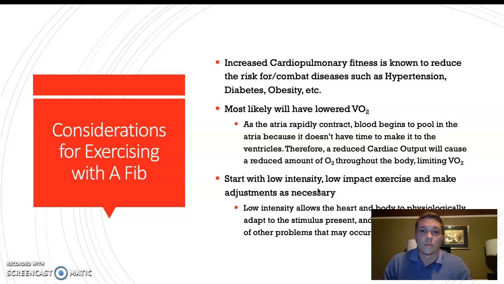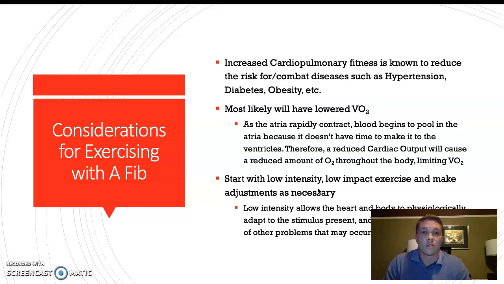Some more considerations on exercising with AFib. An increased cardiopulmonary fitness is known to reduce and combat diseases such as hypertension and diabetes and obesity. So therefore, it's not only trying to reverse the effects of AFib, but also the hypertension and possible obesity that he's on the verge of.